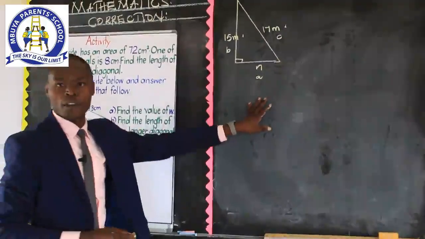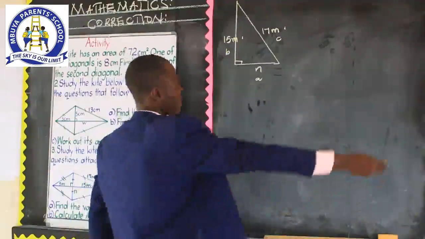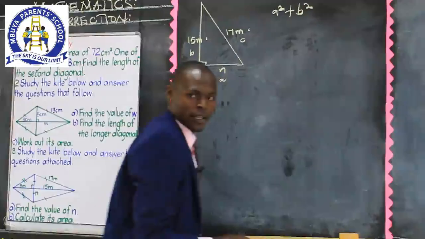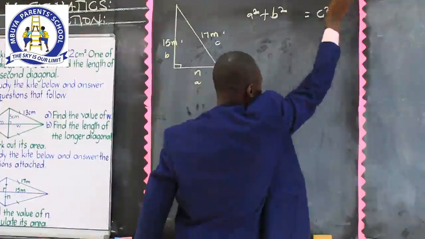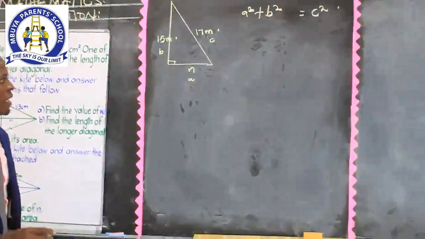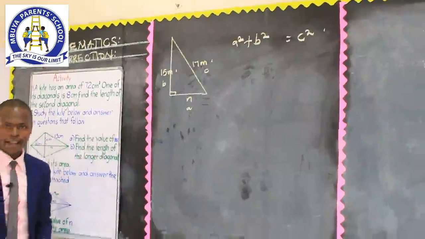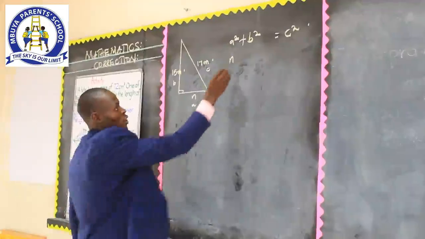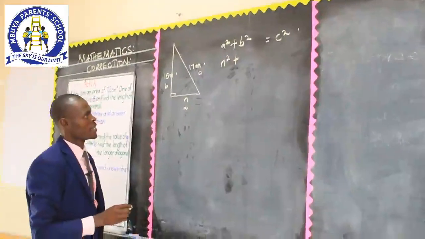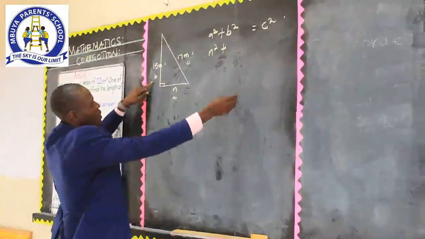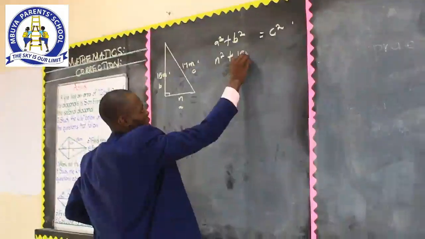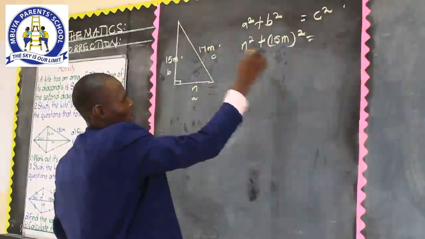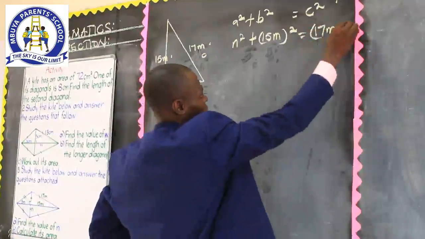The Pythagoras theorem is very clear. It says that the square of A plus the square of B is equal to the square of C. As I said, I like it when you're moving with me. Having stated the formula, go ahead and substitute in. What is our A? Class, our A is n. So n squared, plus our B, which is 15 meters squared, will give us our C, which is 17 meters squared.